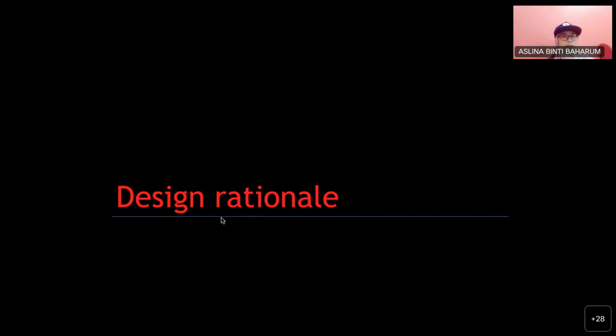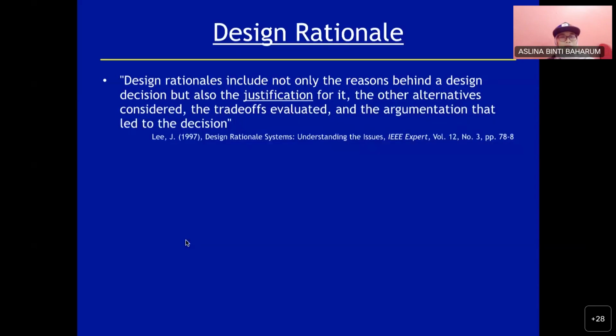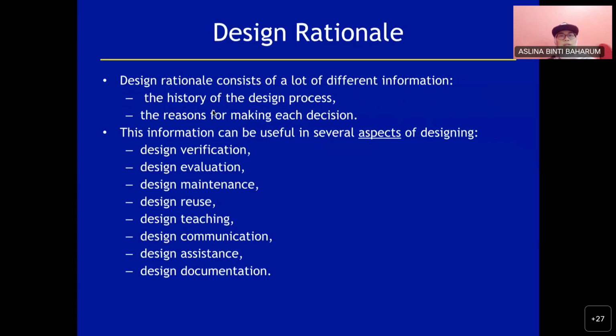look at. Okay, lastly, design rational. Why? Design rational ni why kan? Okay. So design rational include not only the reason behind the design decision, but also the justification. Okay, why we choose this design? Why we need to design like that? So it's a justification. Design rationale consists of a lot of different informations, the history of the design process, and the reason for making each decision.